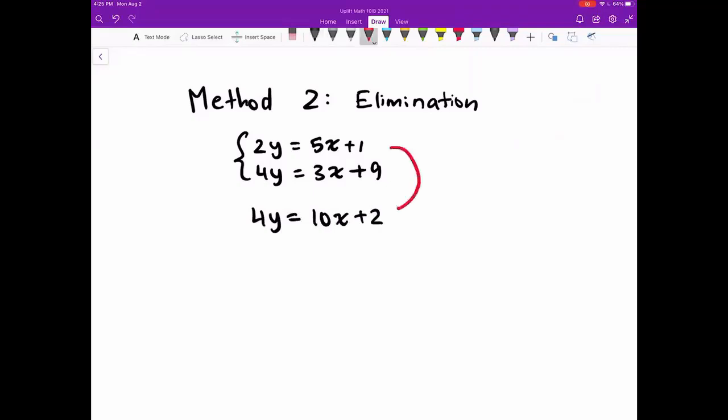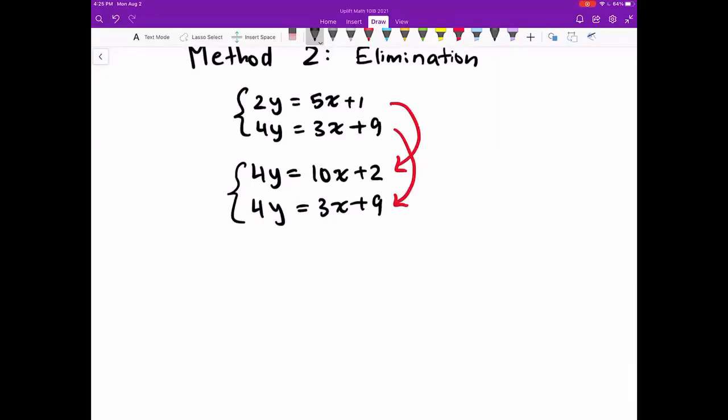And here what we notice is that the second equation and now the multiplied by 2 first equation both share 4y. So we can obviously kind of substitute it, but what else we can do is that we can just quote unquote subtract the two equations. So we could emulate a subtraction. So we could subtract it, put a bar like subtraction. We get 4y minus 4y is equal to 0, 10x minus 3x is equal to 7x, and 2 minus 9 is equal to negative 7.